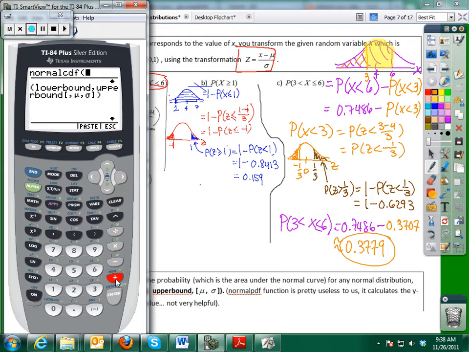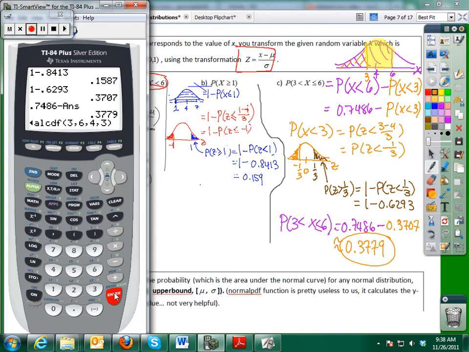The lower bound is 3. My upper bound is 6. My mean is 4. And my standard deviation, notice it's not the variance, it is the standard deviation, is 3. And I press enter. And I press enter again. And you can see that within 3 sig figs we are right on the money. So I hope that clarifies some things for how to solve these inequalities as well as how to use your calculator. Notice that if we had a standard normal distribution, you would not need to put in the mean or the standard deviation.